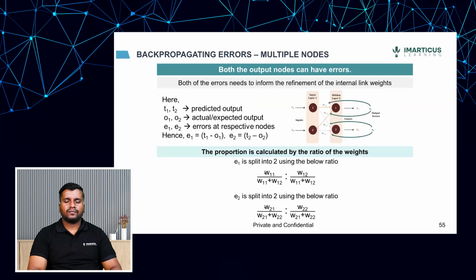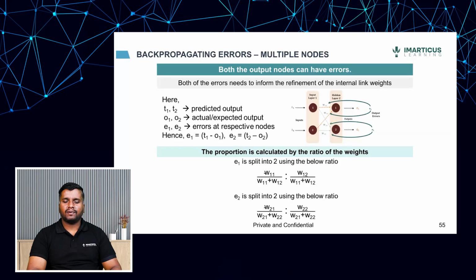Now, back propagating errors. Back propagating errors at multiple nodes, both the output nodes can have errors. Let us consider T1, T2 as the predicted outputs, O1, O2 as the actual expected outputs, and E1 and E2 as the errors. In our case, E1 is equal to T1 minus O1 and E2 is equal to T2 minus O2. Our objective is to reduce E1 and E2 so as to have values of T1 and O1 that are very close.